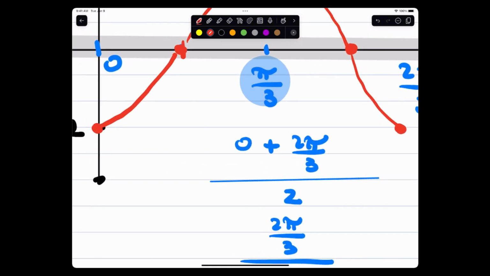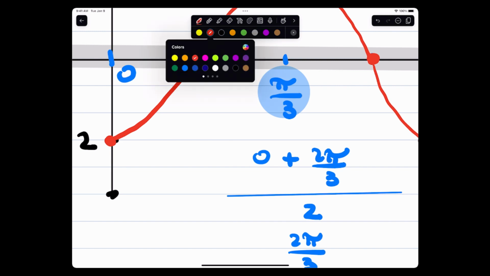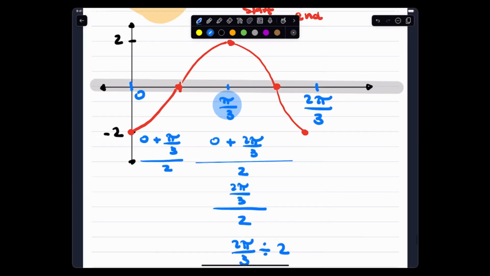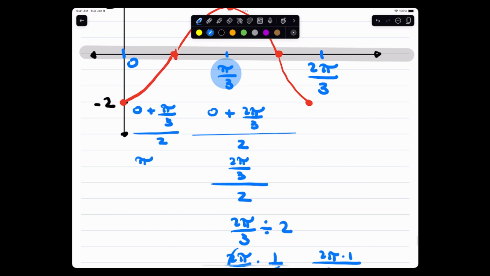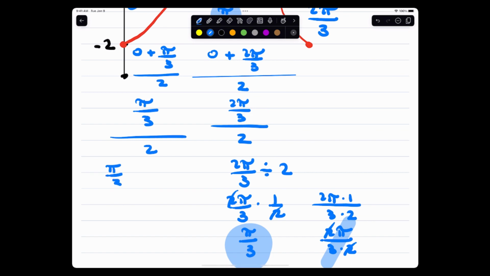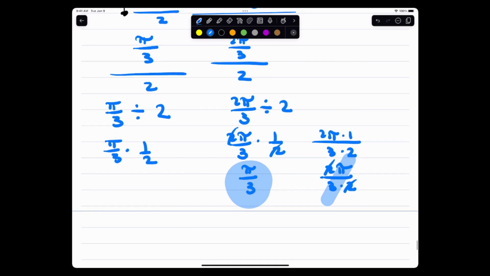Okay, now what about the next portion, ladies and gentlemen? How do we find the midway portion here? 0 plus what? Pi over 3 divided by 2. Is that true? We need midway there now, right? And what is 0 plus anything? Itself, pi over 3 divided by 2. And then that's pi over 3 times 1/2. And what is this? Is that pi over what? 6. So here we go, ladies and gentlemen, pi over 6.